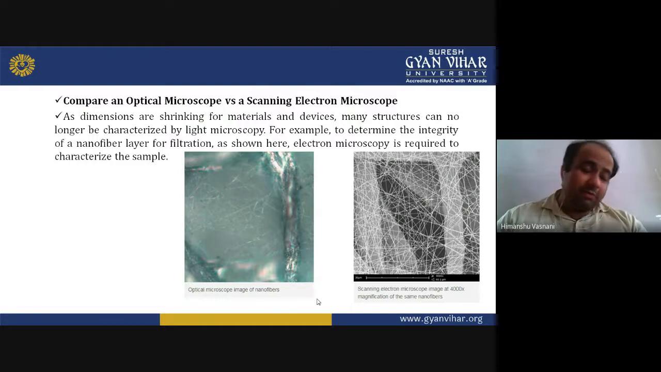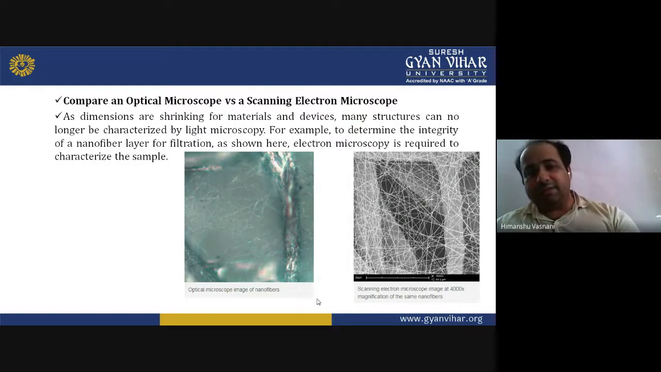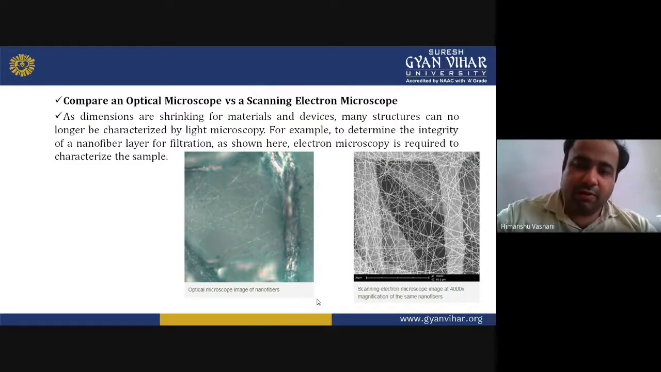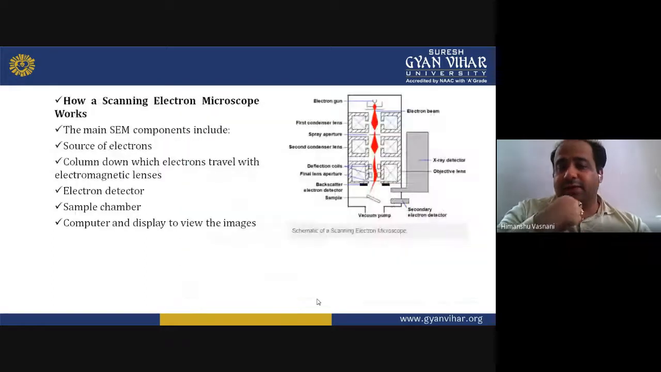So the major point is that as the dimensions are shrinking for materials and devices, many structures can no longer be characterized by light microscopy. So here you require electron microscopy to characterize the samples. You can see the magnification and the clarity in the bottom two diagrams. The right side is so clear, you can see the nanofibers, and on the left hand side you require some help. So here electron microscopy is required for seeing and characterizing the samples.